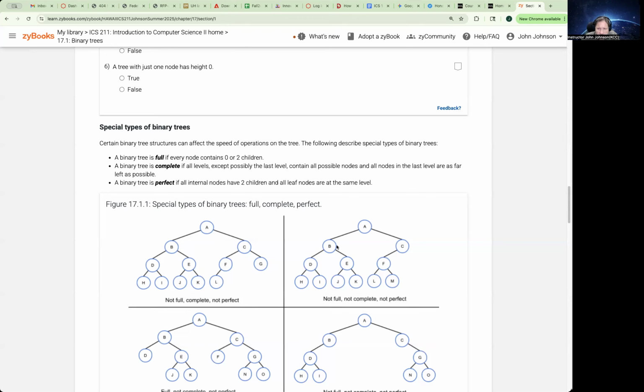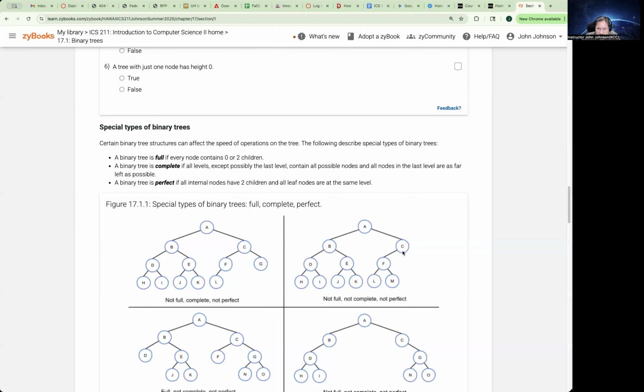If you look over here, you're going to find that this one is not complete. Why is it not complete? Well, if we take that definition again, it's going to say that everything except the last possible level is not full.